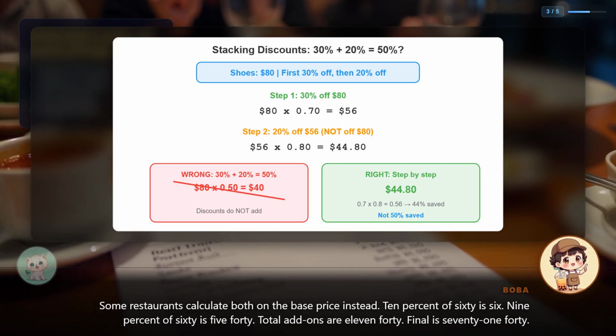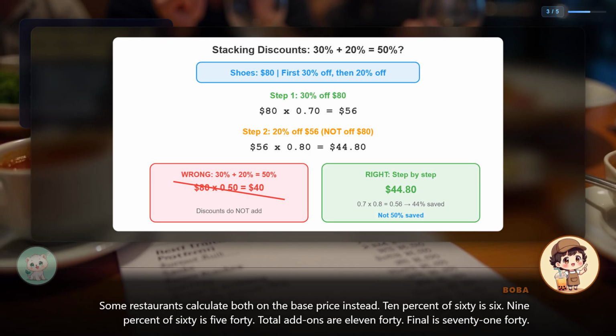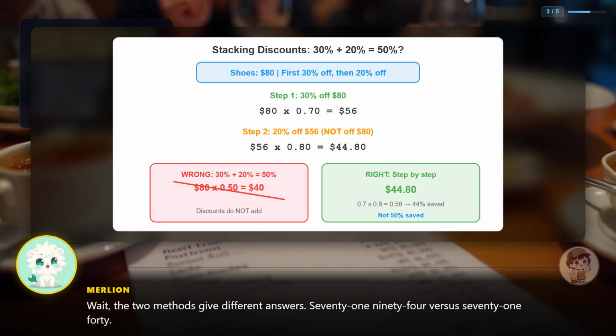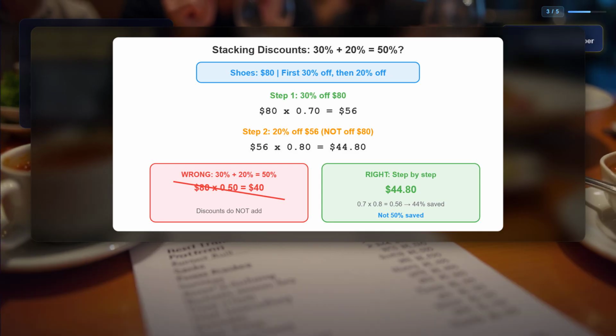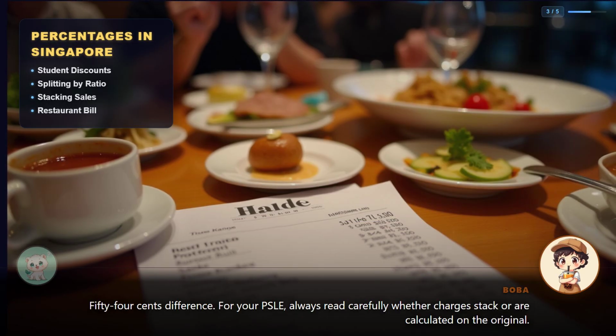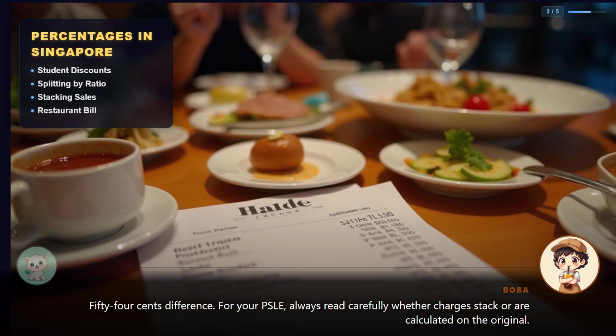10% of 60 is 6. 9% of 60 is $5.40. Total add-ons are $11.40. Final is $71.40. Wait, the two methods give different answers. $71.94 versus $71.40. 54 cents difference. For your PSLE, always read carefully whether charges stack or are calculated on the original.